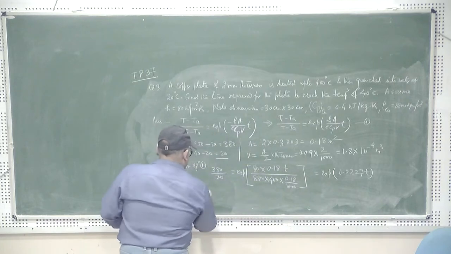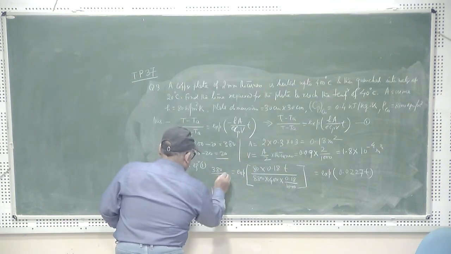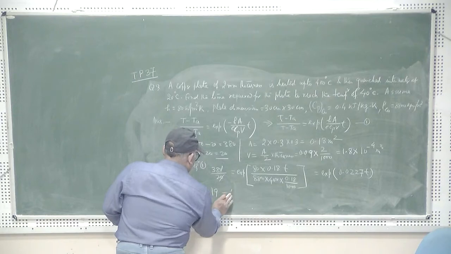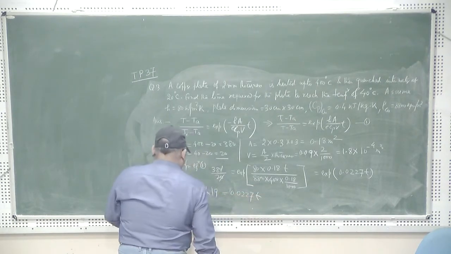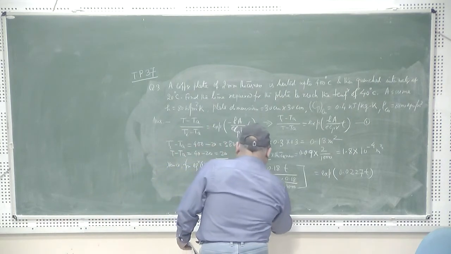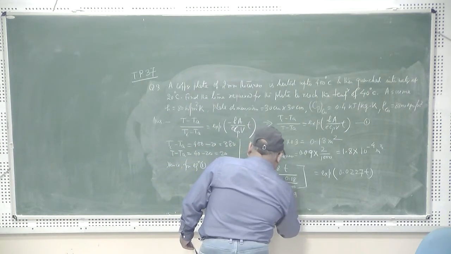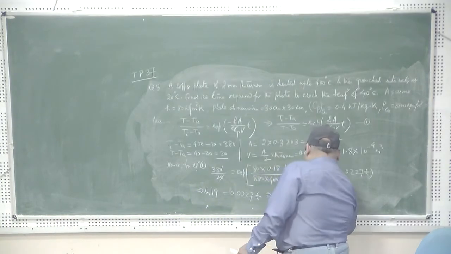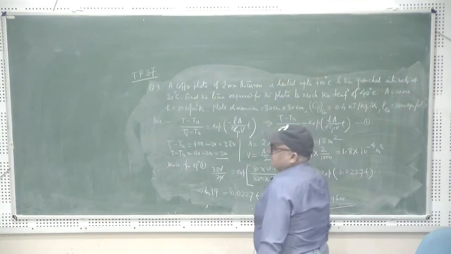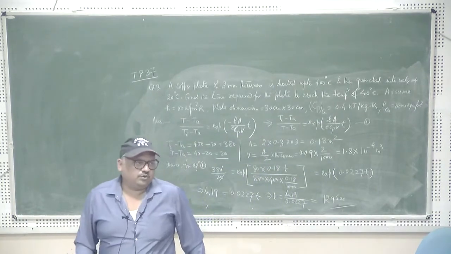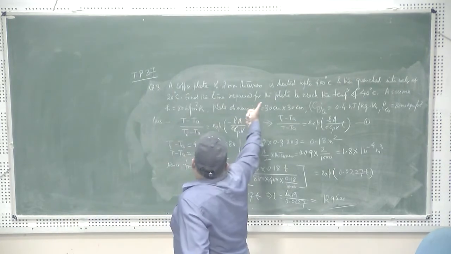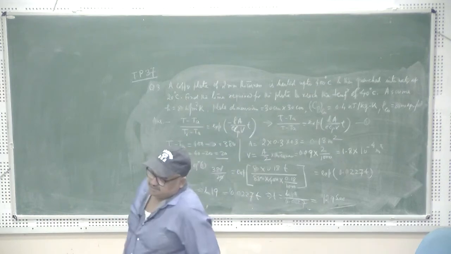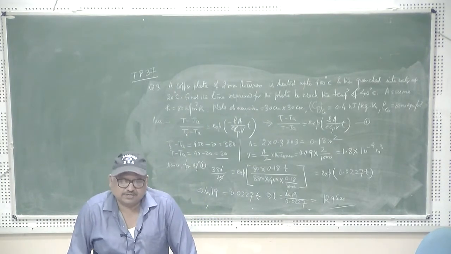Taking the log on both sides, ln 19 is equal to 0.0227 into t. So the t value is equal to ln 19 divided by 0.0227, and it will come as 129 seconds. This is the time required by the plate to reach the temperature of 40 degrees centigrade, if it has been heated up to 400 degrees centigrade and quenched into a liquid with a temperature of 20 degrees centigrade.